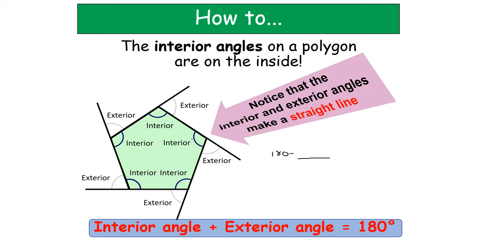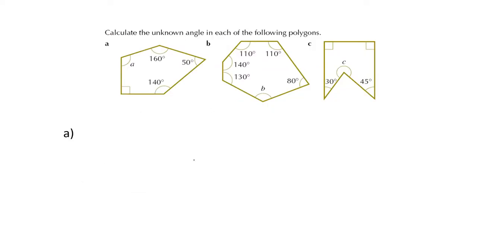So if they give you an interior angle, you take away the interior to find the exterior, and if it's the exterior, you take away the exterior to find the interior. Remember, they're on straight lines, therefore 180 take away whatever you're given gives you the opposite angle on that line. This is just a quick note in case you need it in future questions.